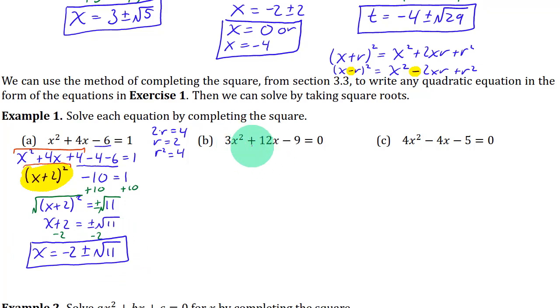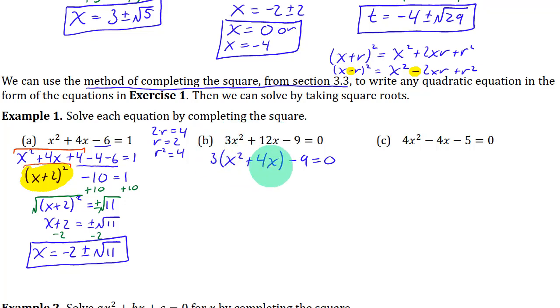Now, what about the 3 here? You could divide both sides of the equation by 3 if you want. That's actually maybe an easier way to do it, but I want to try to use the same method as I did in section 3.3, just for consistency. I think it might be easier to understand. And the thing I did in section 3.3 is factor out the 3 from these two terms. So let's do that. We're going to write this as 3 times x squared plus 4x, and then there's still the minus 9 equals 0, because 3 times x squared is 3x squared and 3 times 4x is 12x.